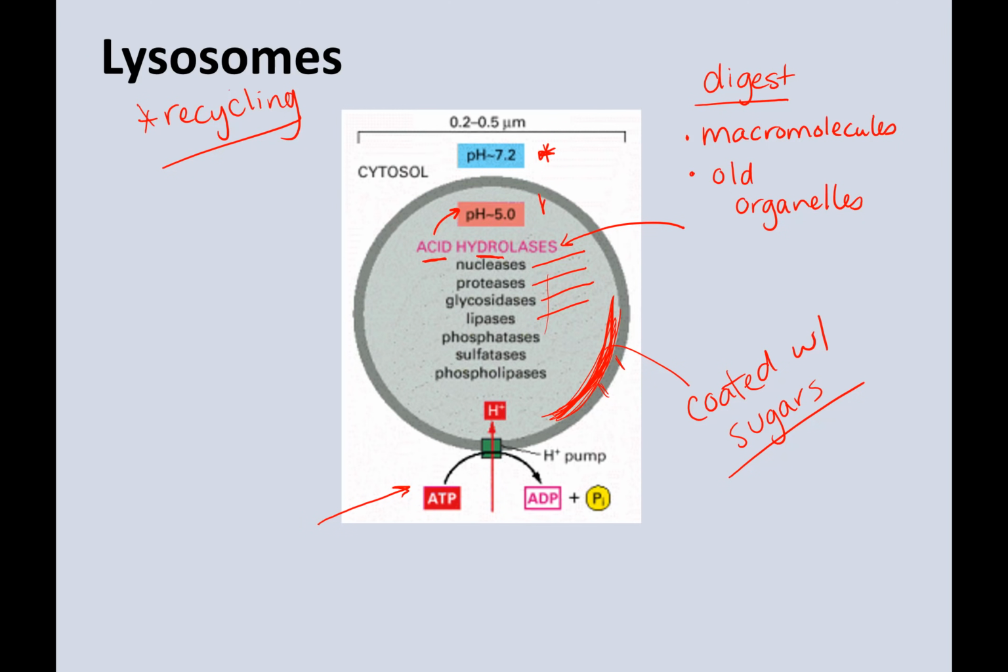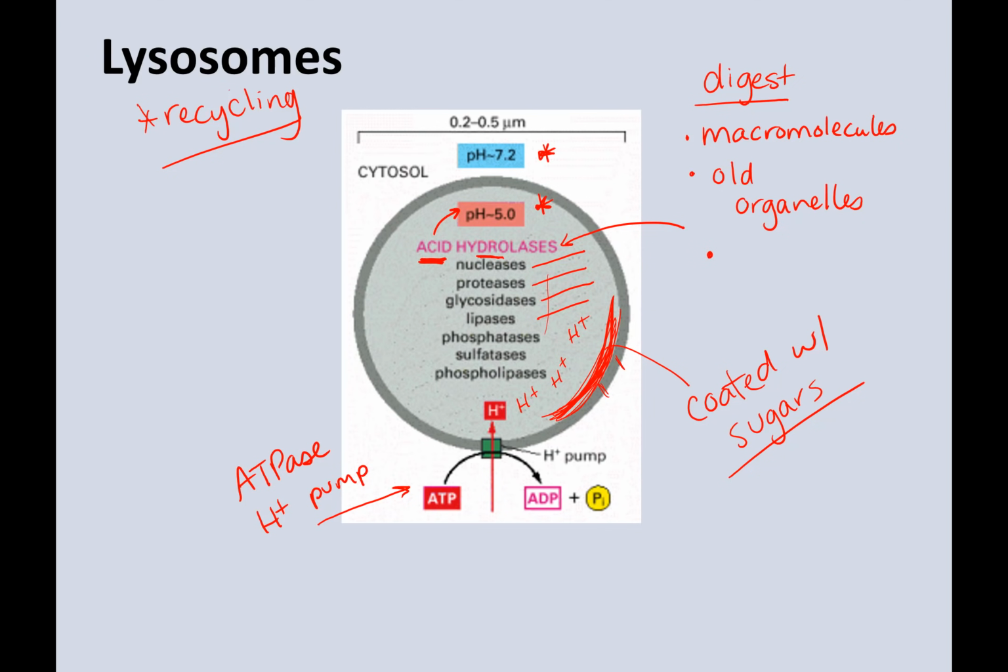It's a very different pH inside the lysosome than outside in the cytosol. So lysosomes have an ATPase hydrogen ion pump that pumps hydrogen ions into the lysosome lumen, the inside of the lysosome, and creates that very low pH, very acidic environment. And that low pH is also good for denaturing molecules. So it starts to kind of break things up, and then it allows these specific enzymes to become active.